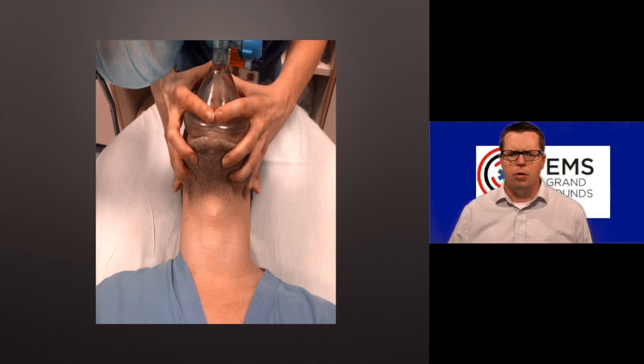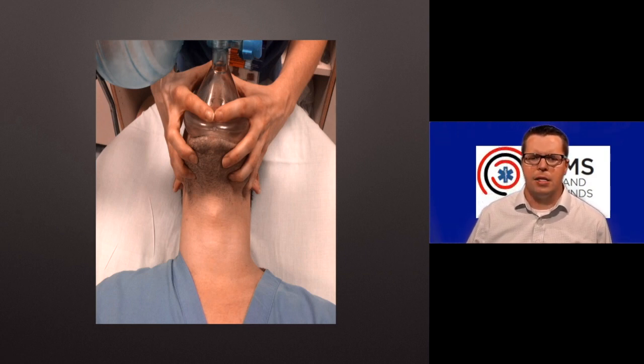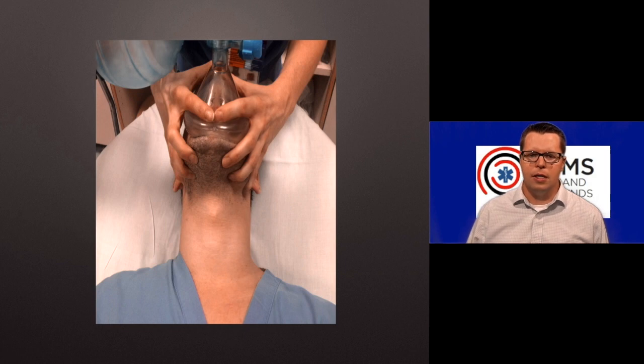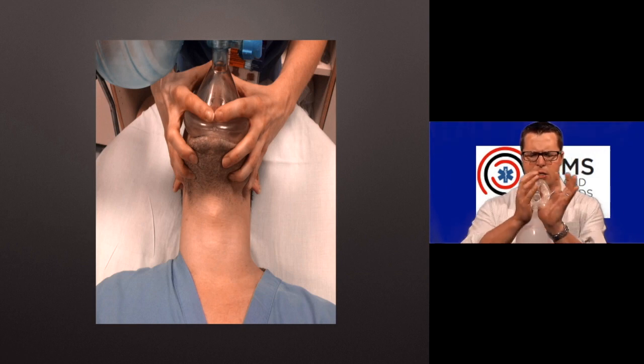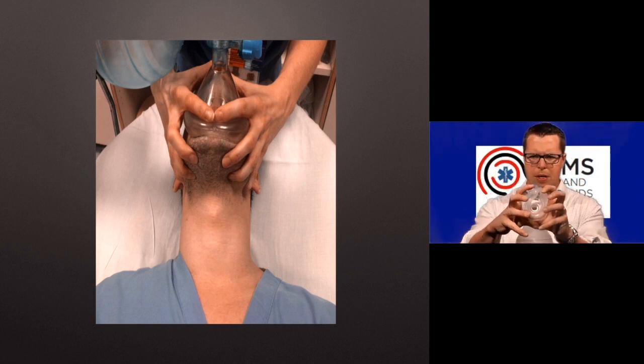Whatever you do, use a two-handed seal if you're going to use a mask, because you can't get a good seal otherwise. By the way, for the two-handed seal, you can either use the C-E sort of grip like this person's doing here and reaching behind and grabbing their jaw and lifting the jaw up.